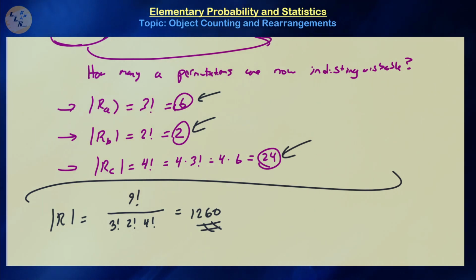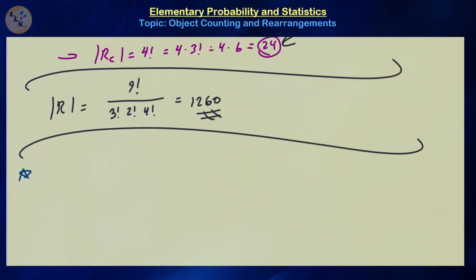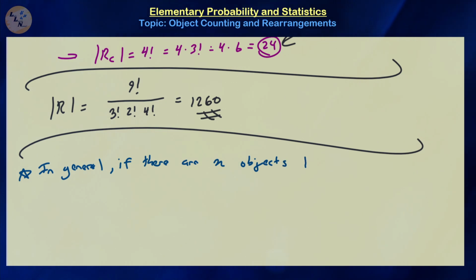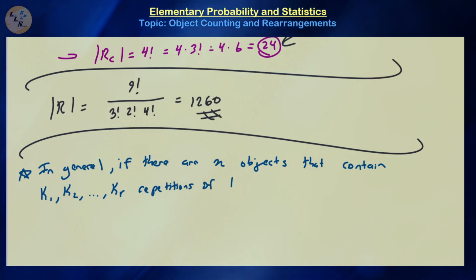So can we extend this further, or maybe construct a more general formula for this type of procedure? And indeed we can. So let's see if we can do that. In general, if there are n objects that contain, let's call it K1, K2, down to KR repetitions of the R distinct objects.